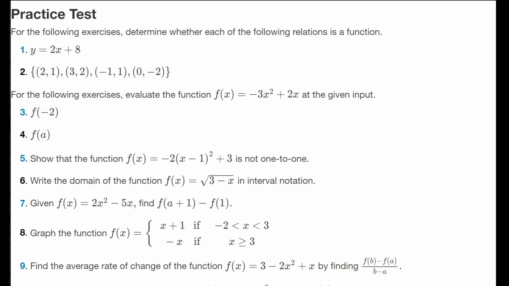So this is the Chapter 1 practice test in Precalculus on OpenStax. I'll link it in the description below, and I figured I'd do the problems and explain how they're done. So for the following exercise, determine whether each of the following relations is a function.